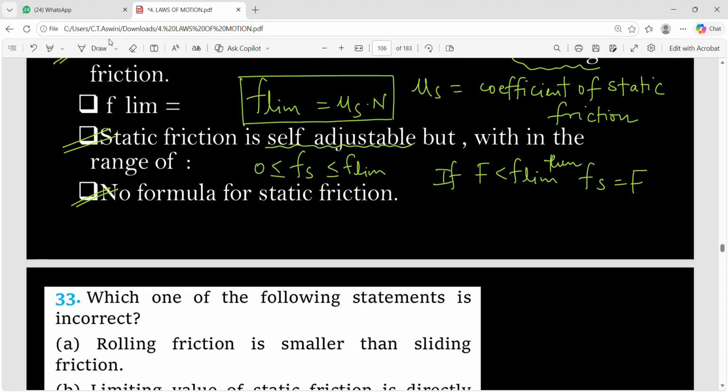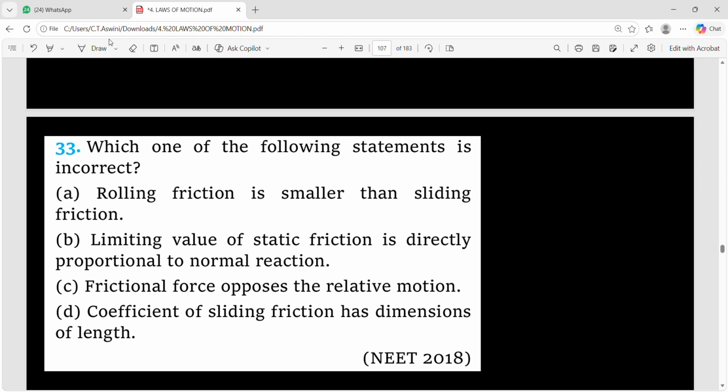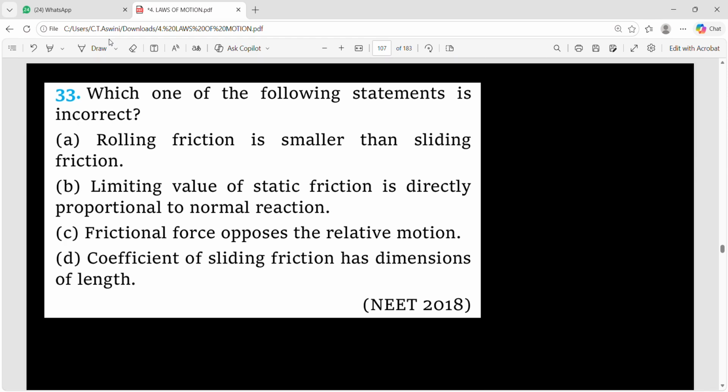So clear with this? Now I am going to solve some PYQs from your NEET papers. But before going for these problems, a sincere request from my end, just revise the concept once, okay? And then come for problem solving. So see this question. Which one of the following statements is incorrect? Rolling friction is smaller than sliding friction. This is true. Limiting value of static friction is directly proportional to normal reaction. Yes, because what is F limiting? That is mu S into N. That means F limiting is directly proportional to N. So this is a correct statement.